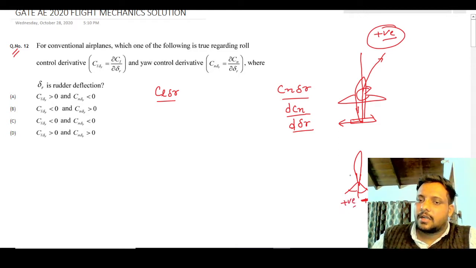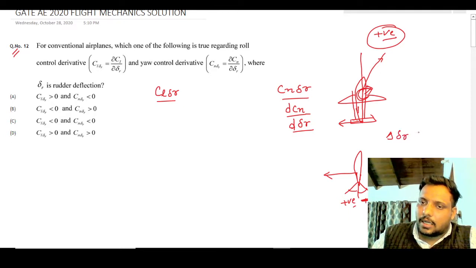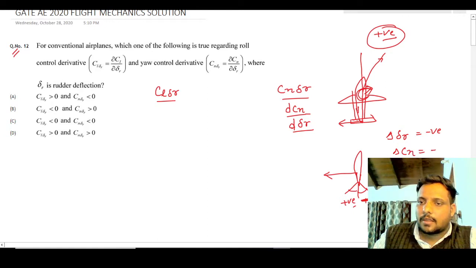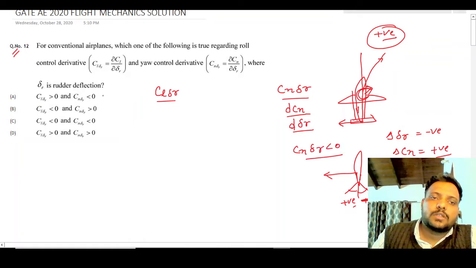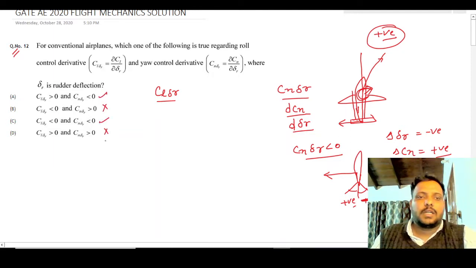So for negative rudder deflection, there is a side force in this direction, which in combination with the tail moment arm generates a positive yawing moment. That is why for change of delta R negative, there is change of Cn positive. That means Cn delta R is less than 0. So if we look at the options, option A and C are correct and option B and D are incorrect.